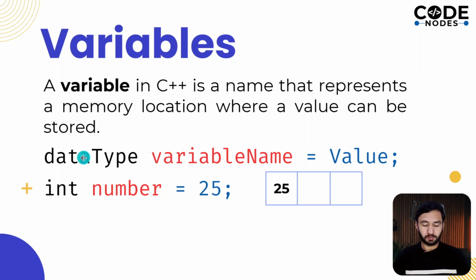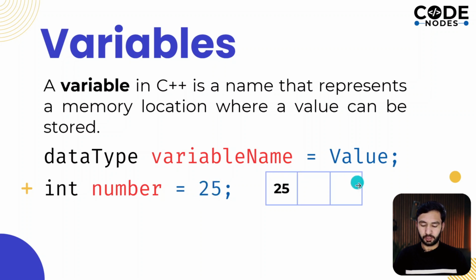So in C++, this is the general syntax of declaring a variable with a value. You write the data type first, then the variable name, and on the right side of the assignment operator, you initialize it with a value. In programming, the assignment operator is not the same as the equal to sign we use in mathematics. So in C++, how do we write it? int is the data type, number is the variable name, and 25 is the value we initialized.